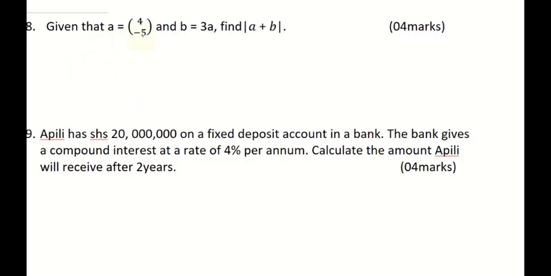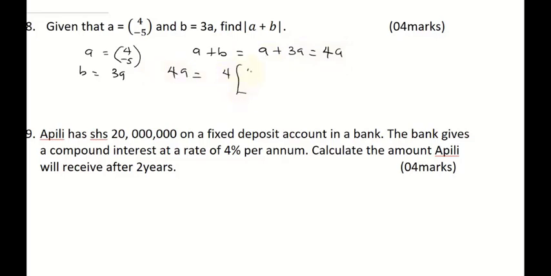Question 8 says, given that A is this and B is this, find the magnitude of A plus B. Now, A is 4, minus 5, and B is equal to 3A. Therefore, let's find A plus B, which will be A plus 3A, and this is going to be 4A. So 4A will be 4 multiplied by 4, minus 5. Now this is going to give me 4 times 4 is 16, and 4 times minus 5 is minus 20.